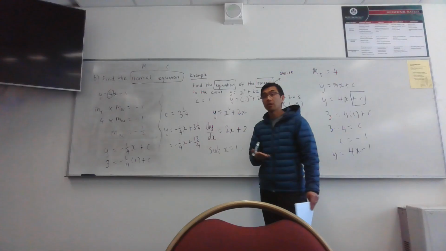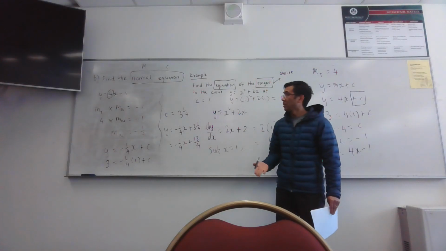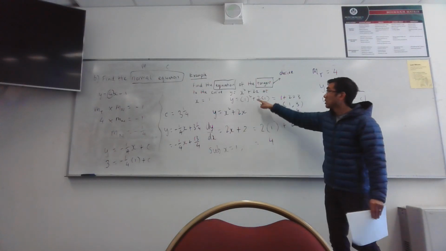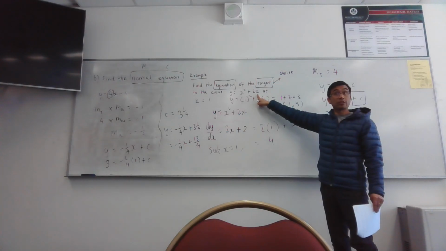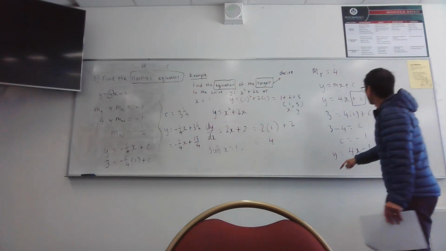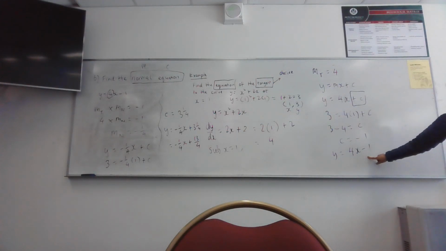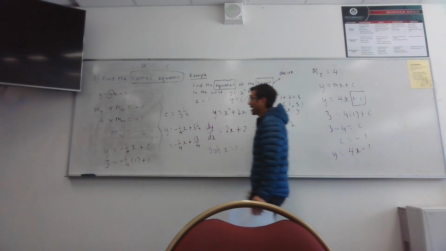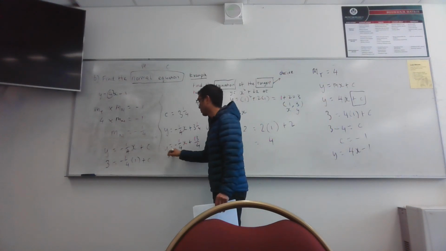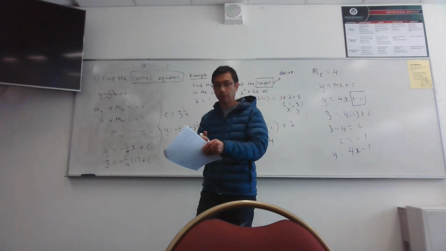What I want you to do now, can you punch in y equals x squared plus 2x in your first equation? y equals 4x minus 1 in y2. And then for y3, our normal. Can you do that right now? I'm going to show you what's happening on the screen.